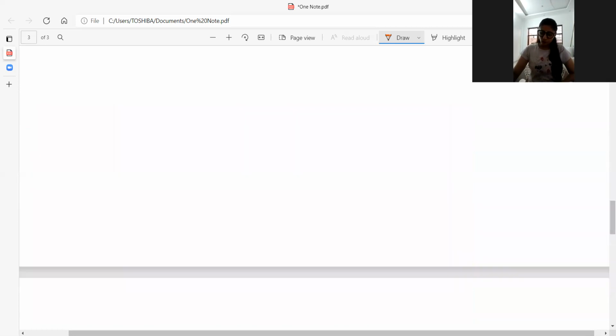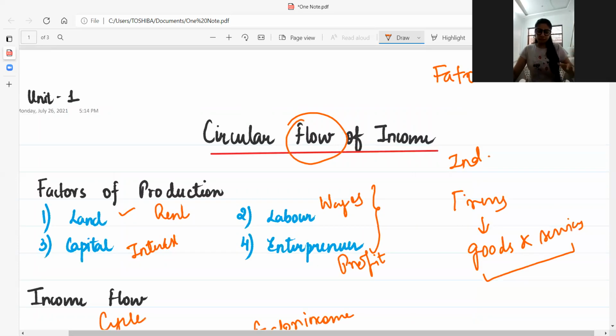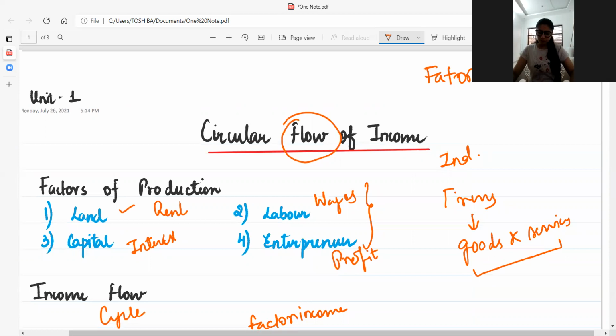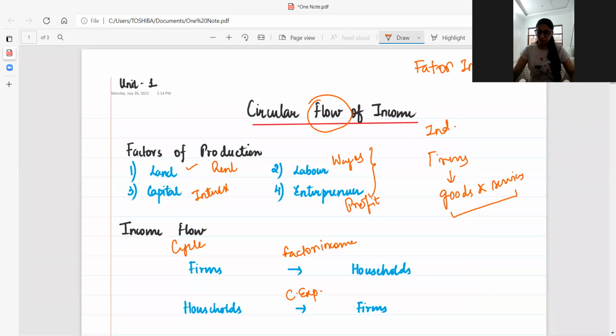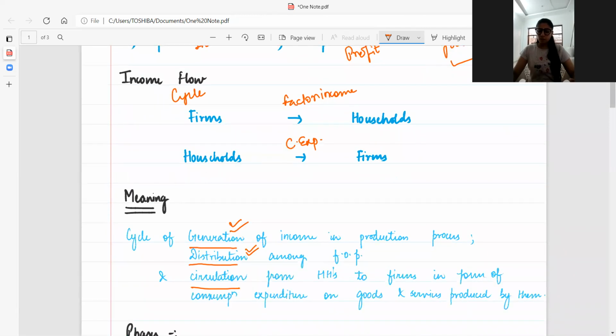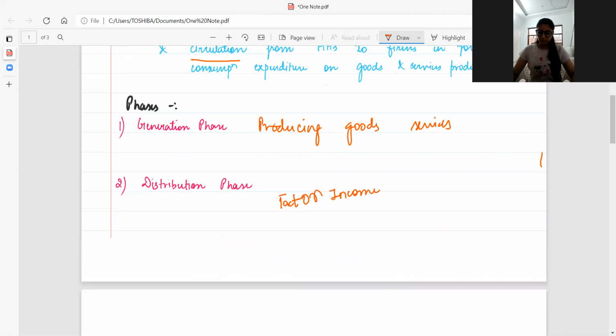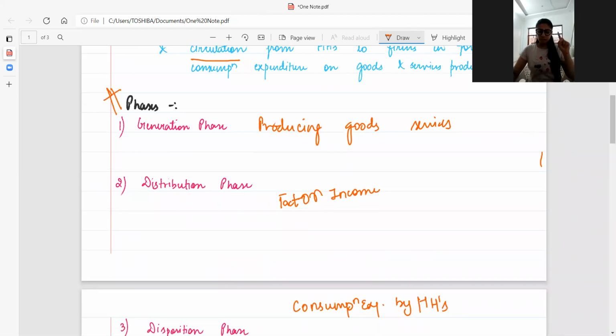I hope you have understood all the things. So for today, we have studied circular flow of income, wherein we studied the process of production, how income flow happens between firms and households. What was the definition? You should memorize this definition. This can be asked. And then what are the phases? This is also very important. 3 phases we have talked about: generation phase, distribution phase, and disposition phase.